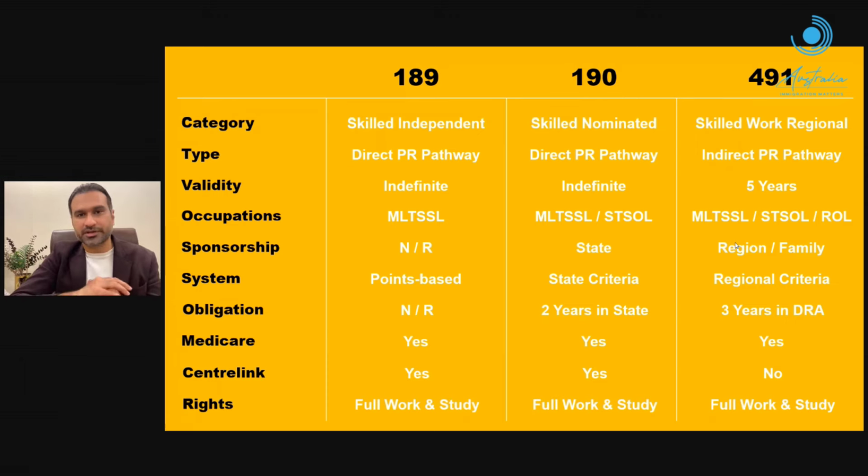Lastly, when we talk about the rights, you definitely have full work and study rights in Australia across these three visa subclasses. However, if you are a 491 visa holder and you want to study in Australia, you will be considered an international student, and you will be charged the fees of an international student by the educational institutions. Whereas for 189 and 190, which are PR visas, you will be charged as a domestic student as compared to 491.